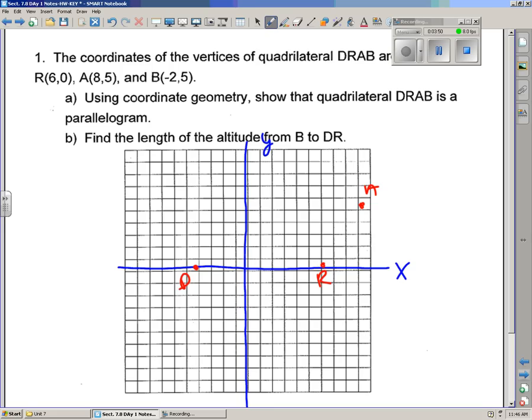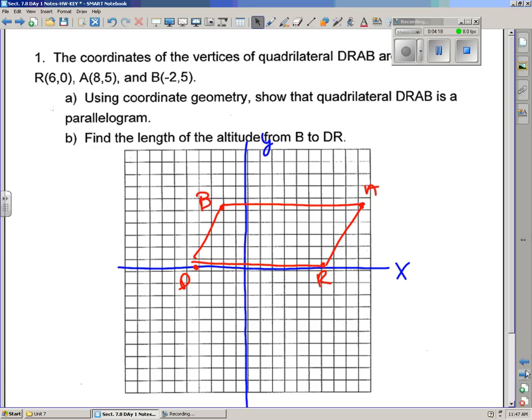Here's A, and then B is at -2, 5. So then when you connect your dots, it sure looks like a parallelogram, but now we have to use coordinate geometry to prove it's a parallelogram. Well, there are a lot of ways to prove it's a parallelogram. My choice is going to be that I'm going to prove both pairs of opposite sides parallel.